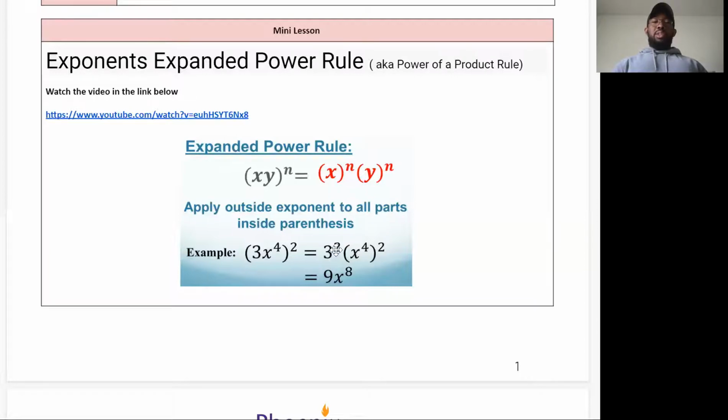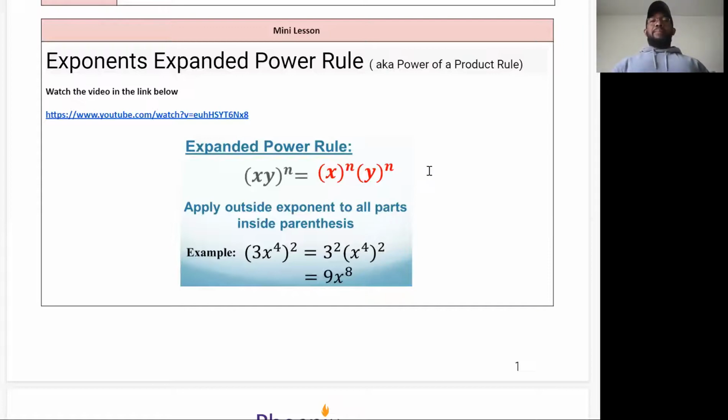We know that 3 to the second is 9, because 3 to the second means 3 times 3. And here is where you're going to need to remember the power to a power rule from Monday's lesson. If you remember from that lesson, we said that we multiply the powers together. So 4 times 2, and you're going to get x to the 8 power. So your final answer is 9x to the 8.